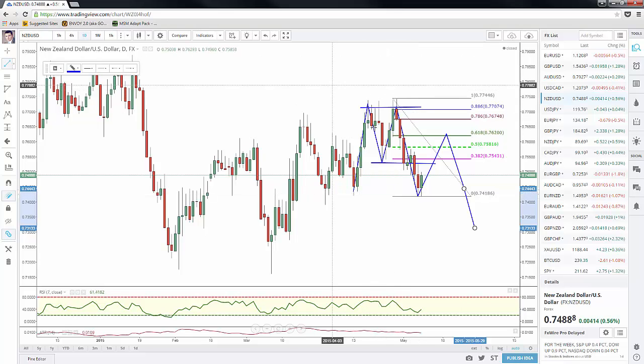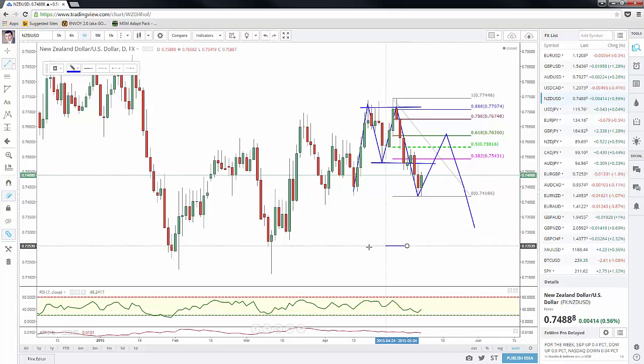But keep an eye on New Zealand, because all we're waiting for is a rally here from about 74s back up into 7620s. And at 7620s, it's going to present us a selling opportunity.